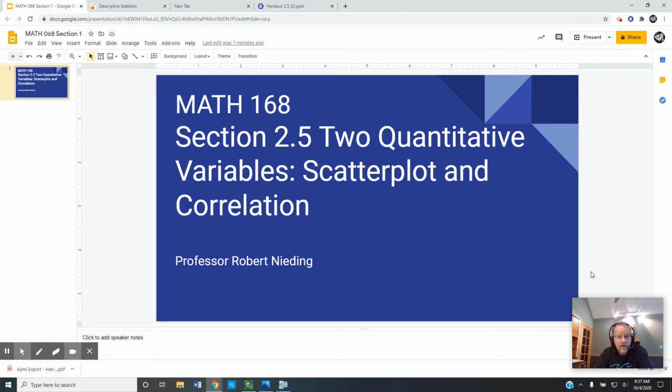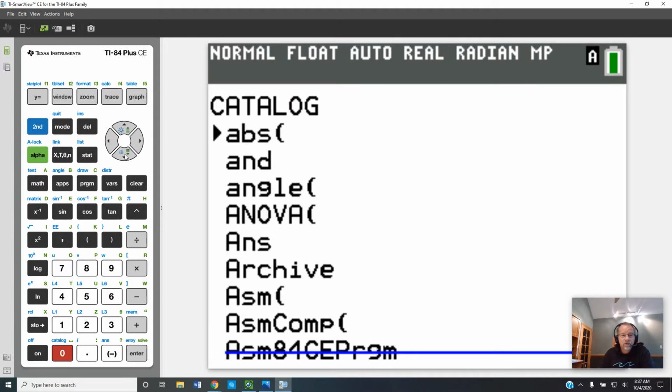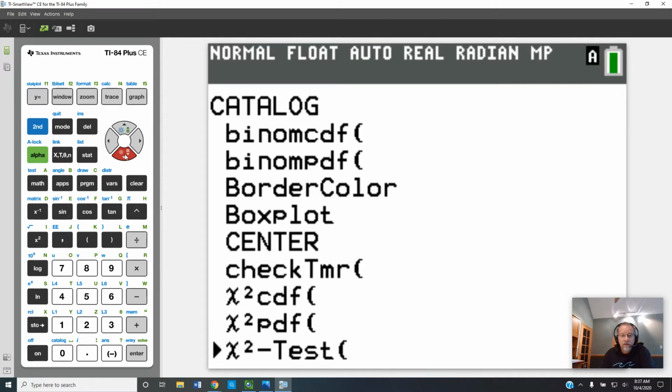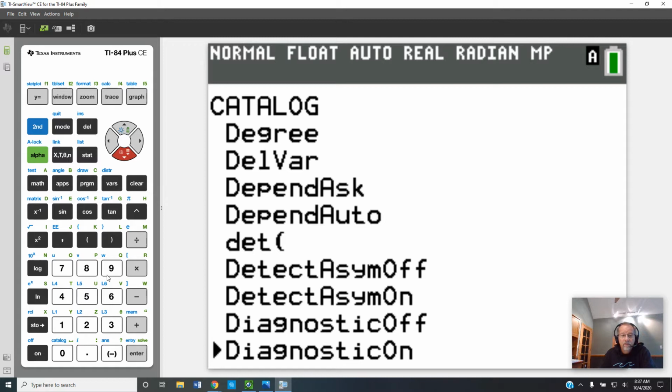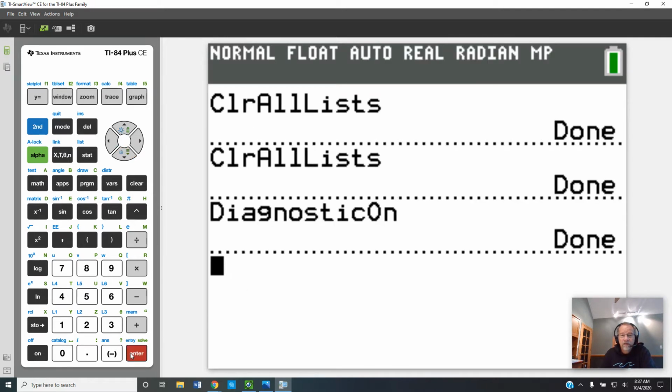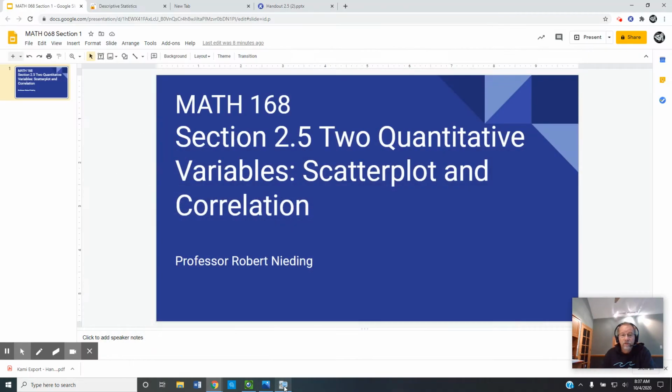We're covering Section 2.5, the quantitative variable. We're going to do scatter plots and correlation. You're going to want to have your calculator available. And remember, you have to have diagnostics turned on. If you want to know where that's at, once again, second catalog, scroll way down until you find diagnostic on. If you did this at any point previously, you don't have to do it again. But if you want to double check, it doesn't hurt: hit enter, and hit enter once again, and boom, all done. You probably also want to clear your lists in your calculator and make everything go away. And remember, that's a second memory function.